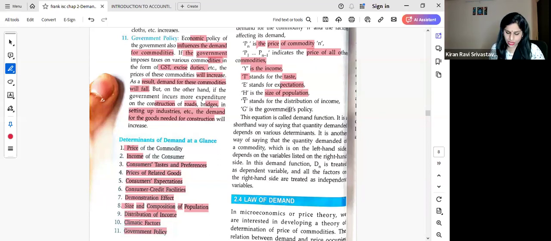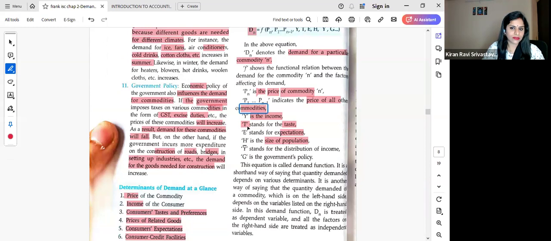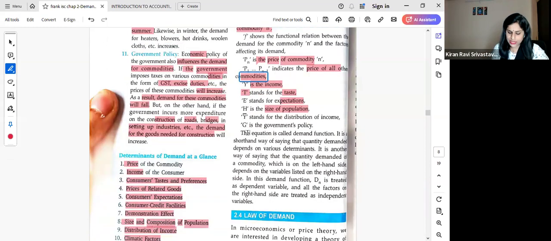G stands for government policy. Climatic factor does not come in. So if you see here, 1, 2, 3, 4, 5, 6, 7, 8. Climatic factors and consumer's credit do not come in your demand function. So this equation is called demand function.